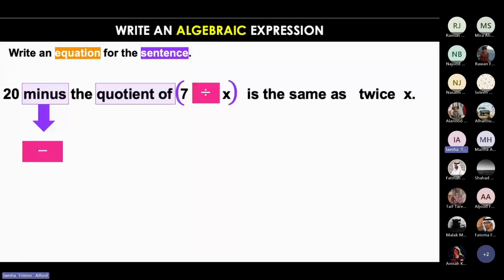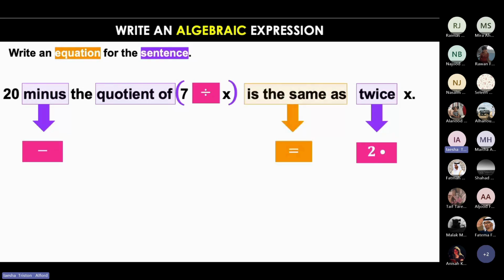Okay, what's the next action word you see in the sentence? Twice. Something before twice. The same as. So twice means multiply by 2, and the same as means that we should have equal. So same as yesterday. You can write your sentence.